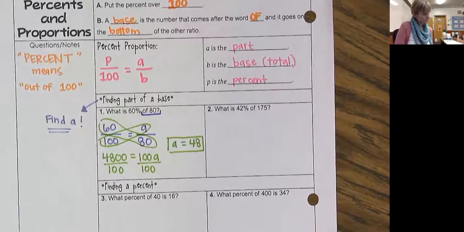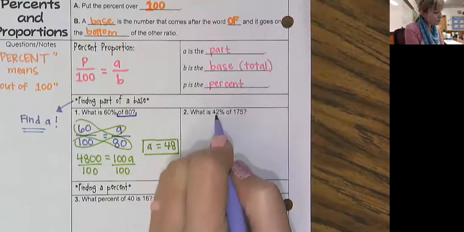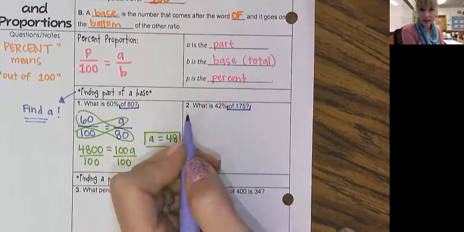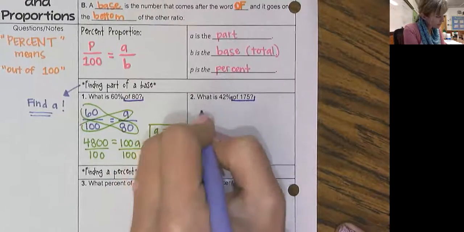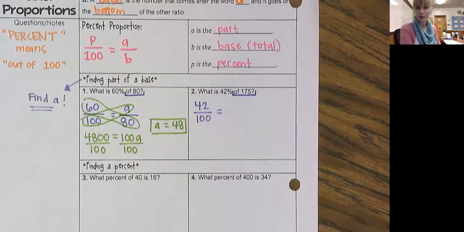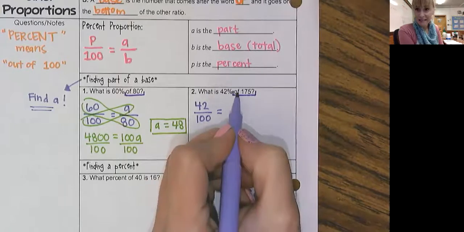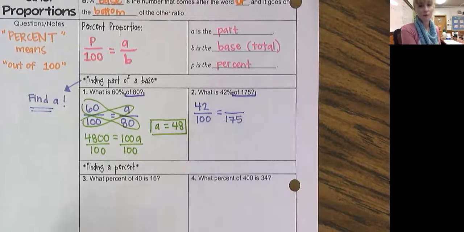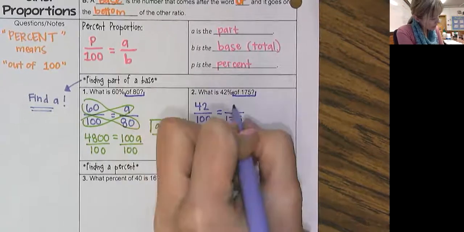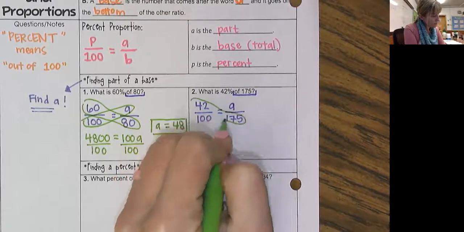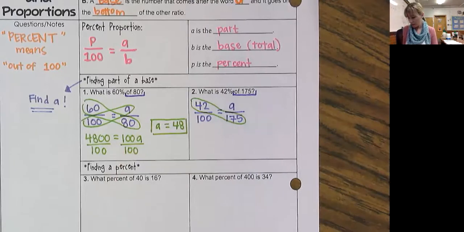Let's try that again. What is 42% of 175? There's all my hints. I see a percent symbol. That means immediately I'm going to put it out of 100, 42 out of 100. And the fact that this says of 175 means 175 is what I'm out of, so it's the base and it goes on the bottom. And once again, that leaves me looking for A. All right, let's cross multiply. 42 times 175. I might need my calculator for that one.